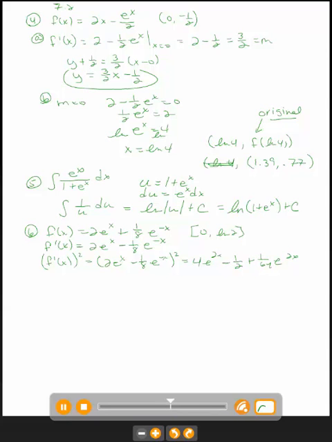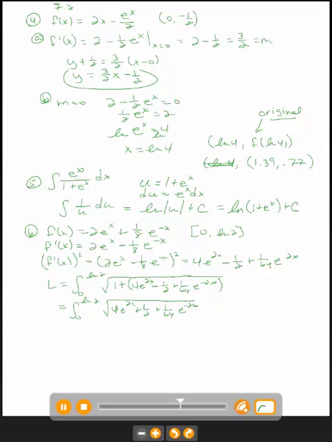Now remember your formula for arc length: 0 to the natural log of 2 of the square root of 1 plus the derivative squared. If I collect my like terms here, I get the square root of 4e to the 2x plus 1/2 plus 1 over 64 e to the negative 2x. Oops, I forgot my dx.